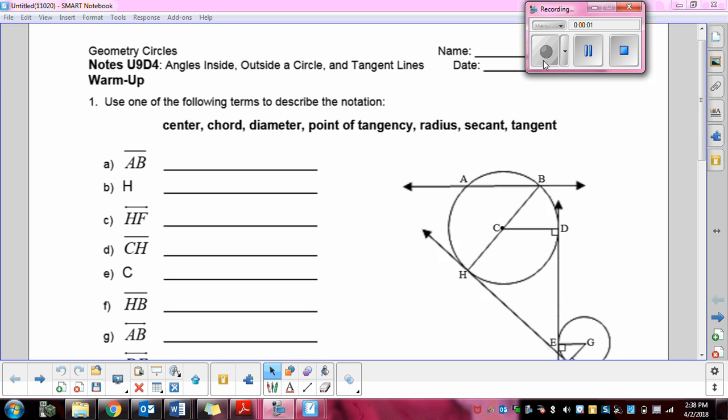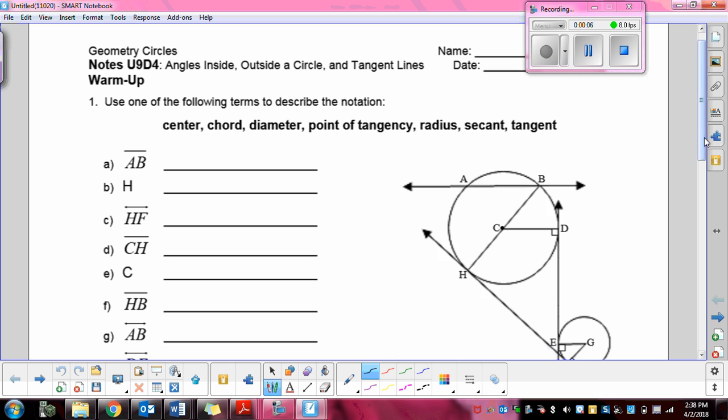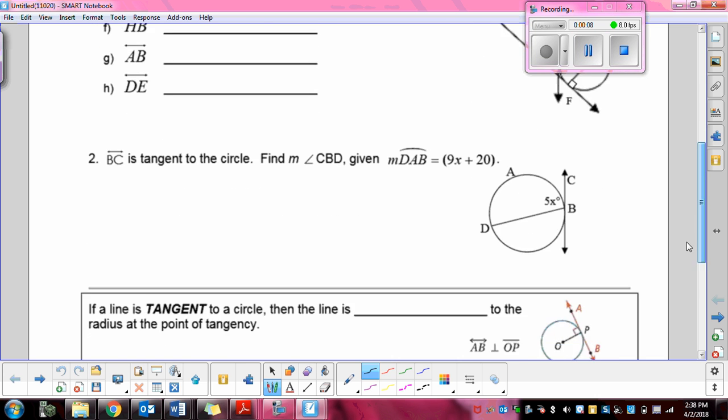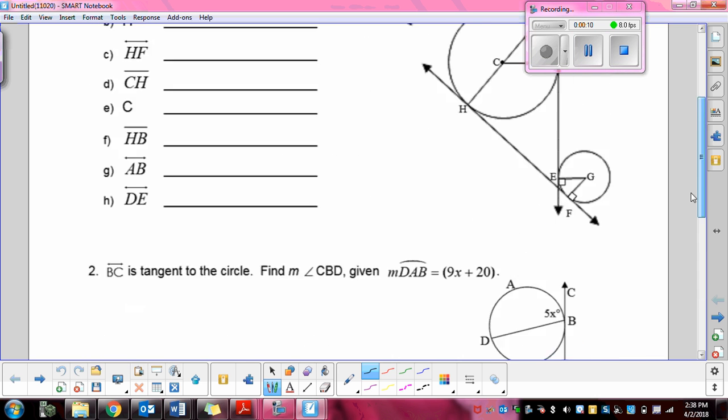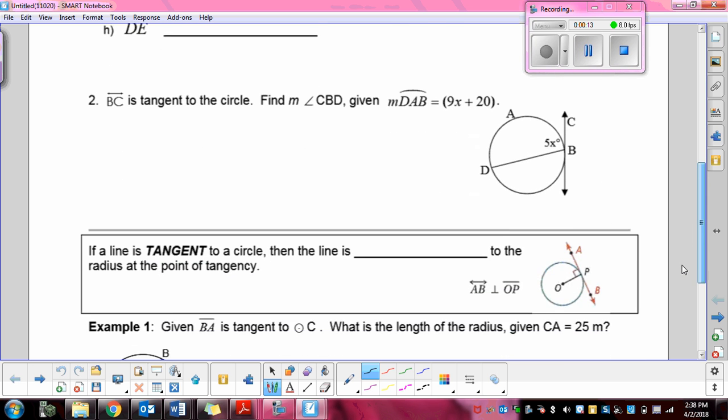Good morning, majors. So today we're going to go over the last day of notes. This is Unit 9, Day 4, and this is the end of circles. So this is just going to be the warm-up. Go ahead and try the warm-up when you come to class.